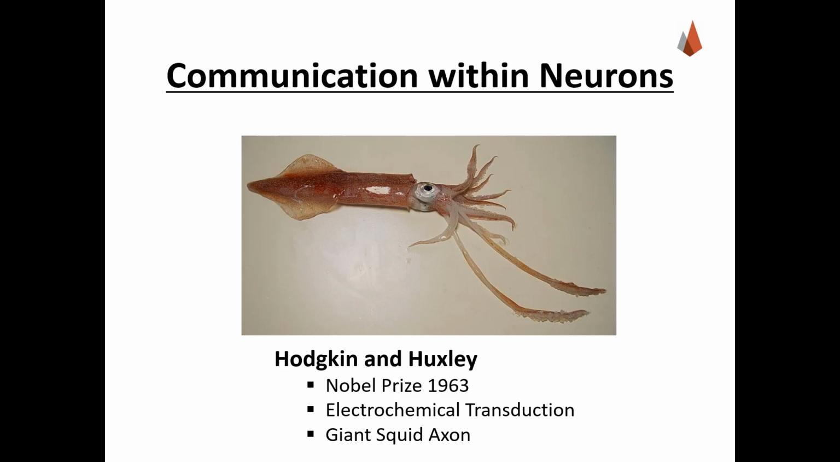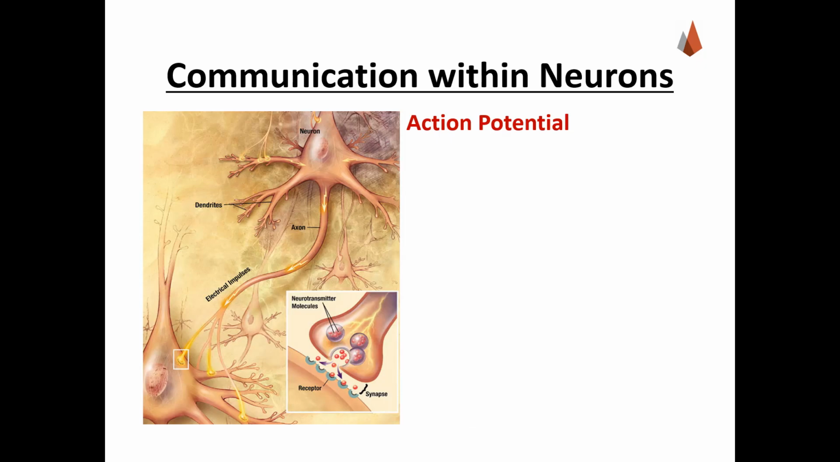The axons of the giant squid were large enough that they were able to observe and manipulate the action potential, and that's where the idea of the action potential comes from, and that's why we thank Hodgkin and Huxley for that finding. Okay, and so here we go. Action potential is that electrical current that travels down the axon.